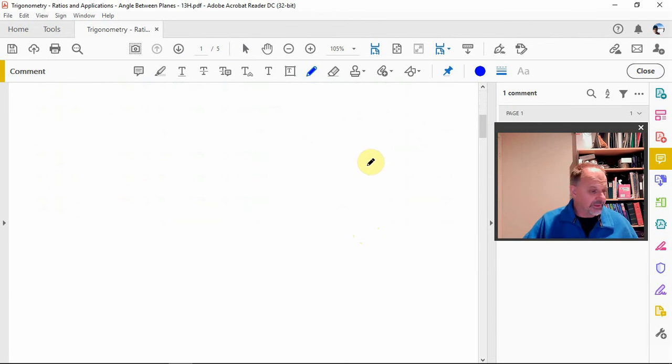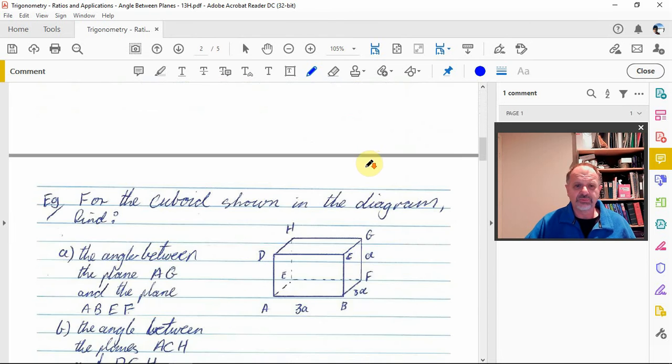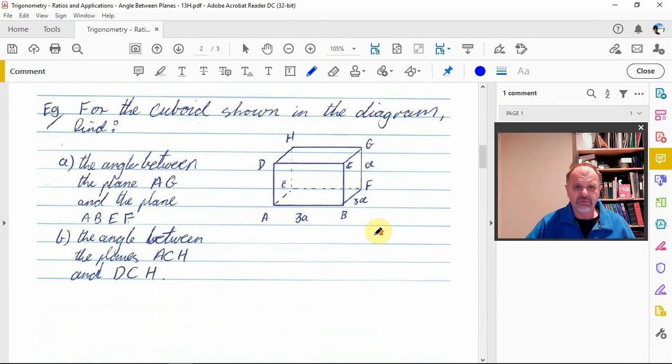Alright, so here we go with an example. For the cuboid shown in the diagram, find the angle between the plane AG and the plane ABEF. Alright, and then B, there's another two planes that they refer to. So let's have a look at the first one.